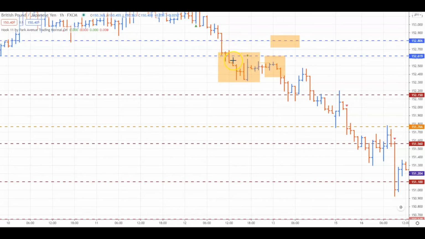That's an area to look to get short, because what you're looking for is for it to open below this thing, below 152.15. You get your open below 152.15. Now notice here, it did not open below it. It spiked it, didn't open below it. It opens below it here on this bar.